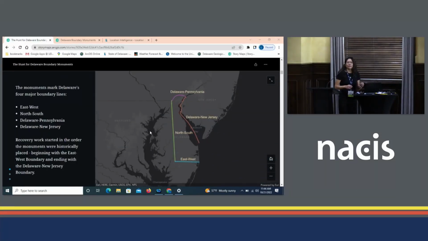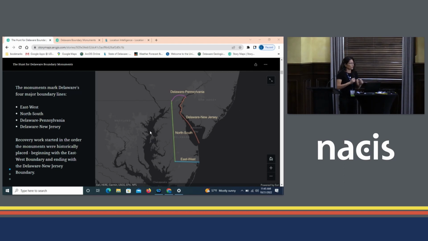Then just to talk about the boundaries themselves. We have what we consider 4 major boundaries. Starting with the southernmost boundary, that's called the east-west boundary. That one, colonial surveyors put a stone monument at every 5 miles. And then in the 1970s, the Delaware and Maryland boundary commissions got together and decided they wanted to have 1 mile brass discs put in between the 5-mile stones.